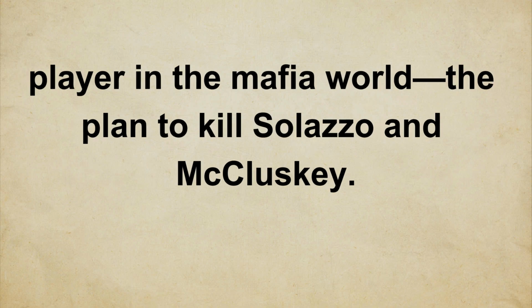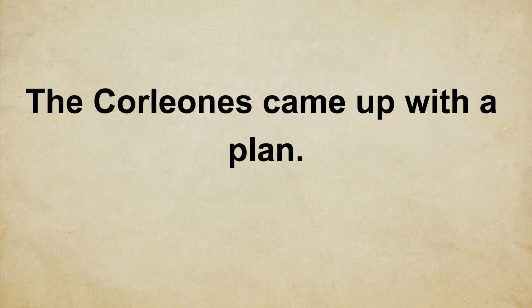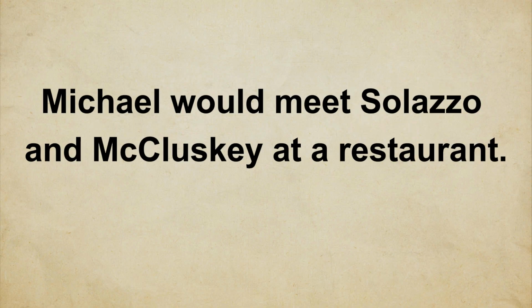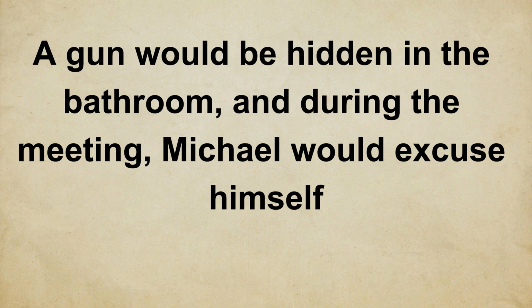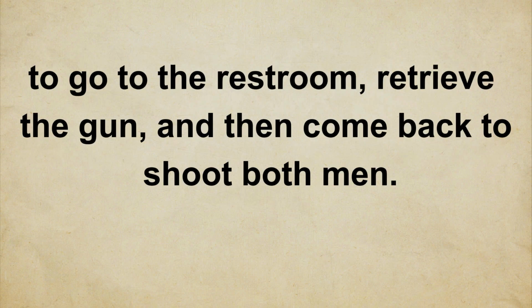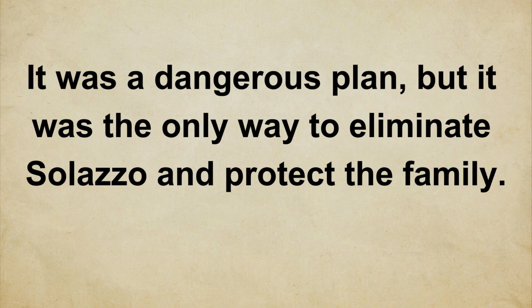The plan to kill Sollazzo and McCluskey. The Corleones came up with a plan. Michael would meet Sollazzo and McCluskey at a restaurant. A gun would be hidden in the bathroom, and during the meeting, Michael would excuse himself to go to the restroom, retrieve the gun, and then come back to shoot both men. It was a dangerous plan, but it was the only way to eliminate Sollazzo and protect the family.